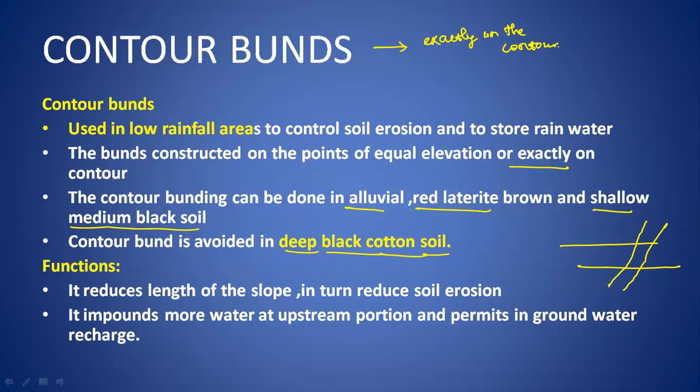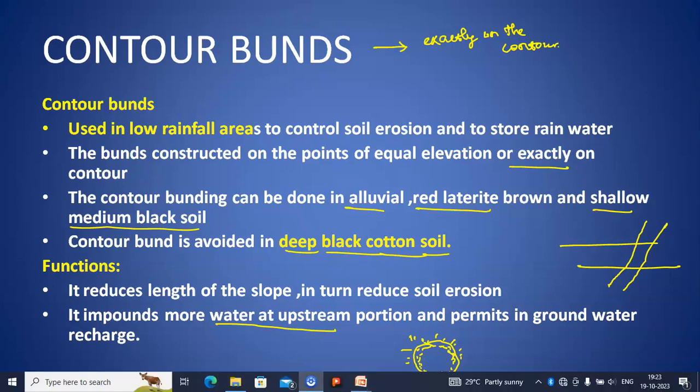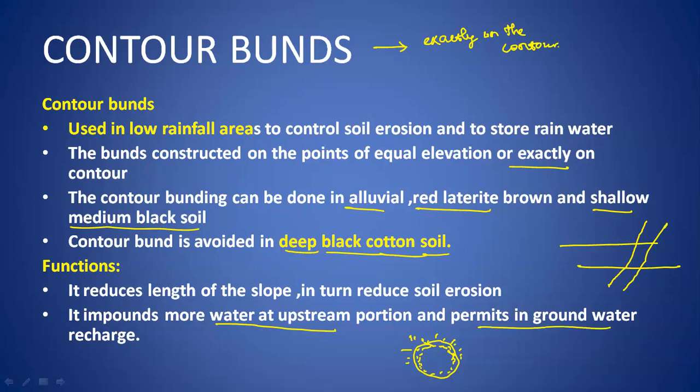Not only that, contour bunds also impound more water on the upstream side. You see, this is the land, and the contour bunds are constructed like this in this area. When the rainfall is heavier, sometimes even heavier than what we expected, more water can be stored on the upstream side because of this embankment. The water gets collected in the bunds, so it also increases groundwater recharge.